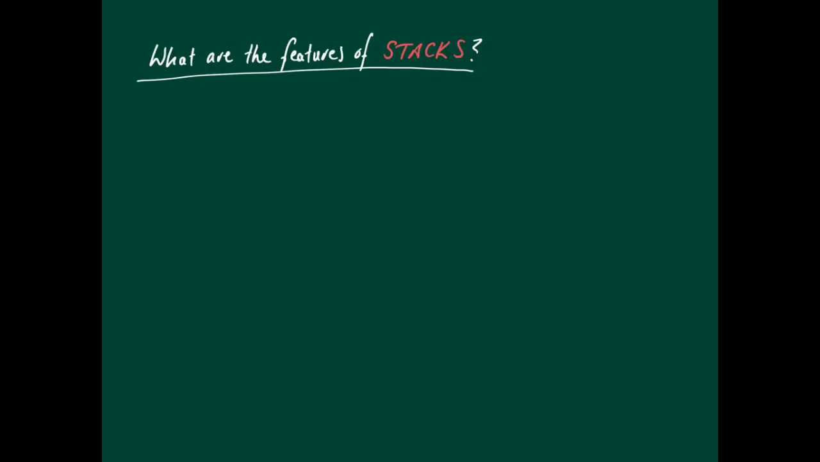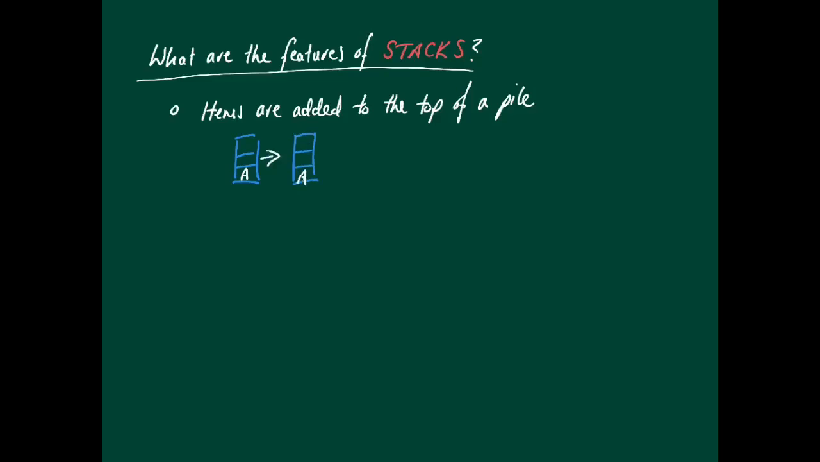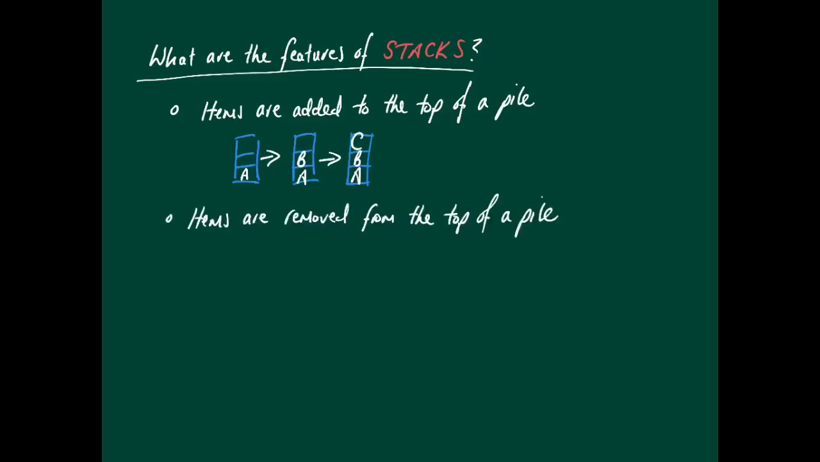So what are the features of stacks? In a stack, items are added to the top of a pile. For example, if we put A into this small array, it gets added to the bottom of the pile because there's nothing else. But when we want to add another item, B, it gets added on top of the A. When we add a third item, C, it goes in at the top of the pile.